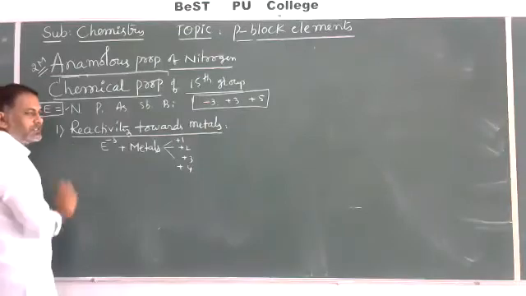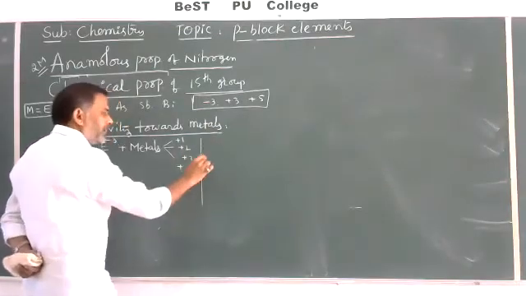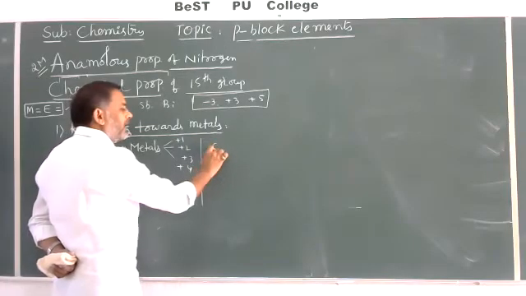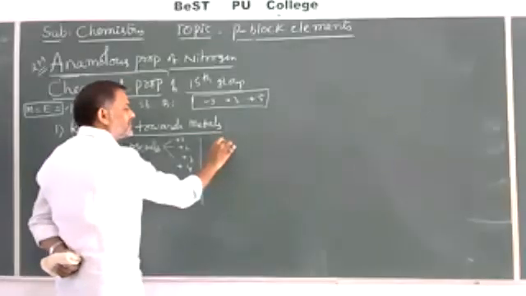By using this, I'll first write the metallic compound. First I'll always take the cation. Like I'll take calcium, which is in the +2 oxidation state.